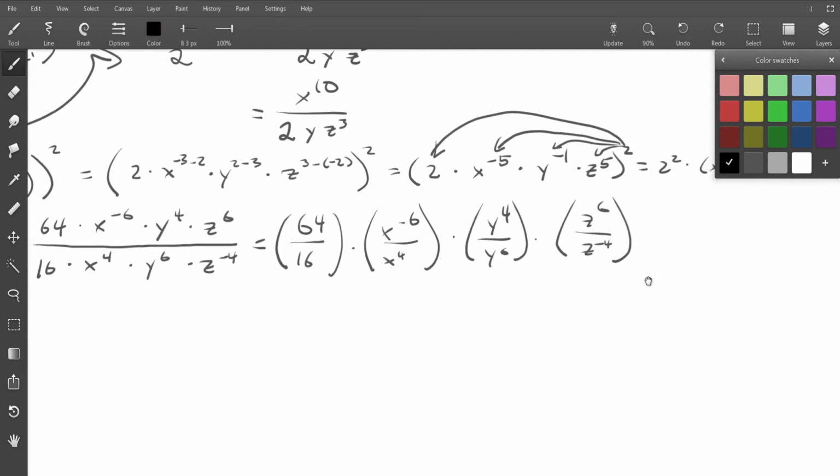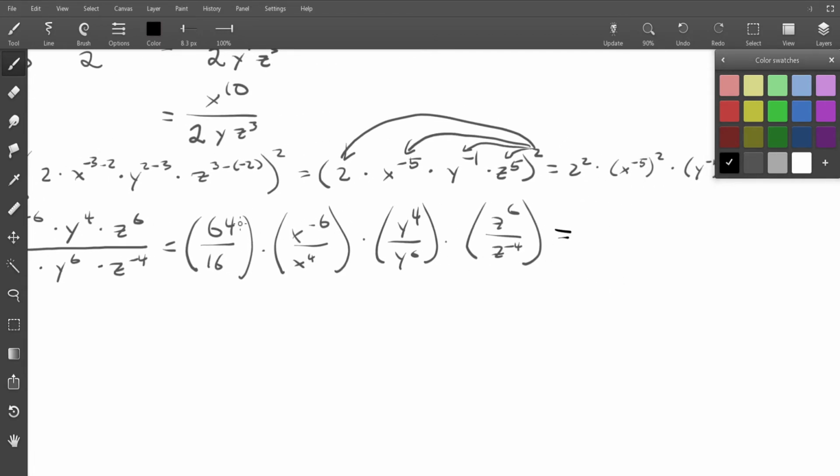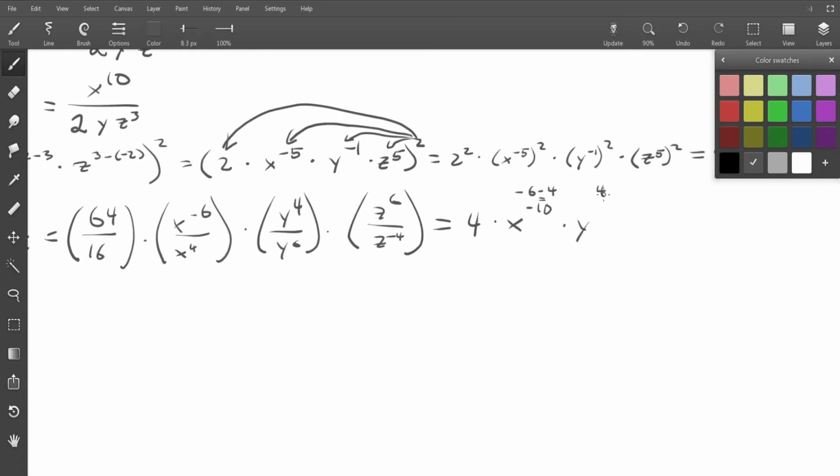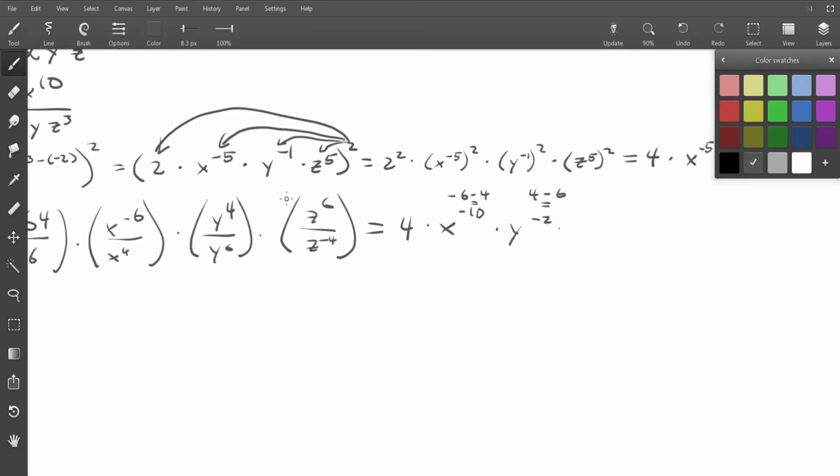Now we go ahead and simplify each of these individually. So we get, well, 64 over 16 is going to be 4. Then we can use the quotient rule again. So this will be x to the negative 6 minus 4, which is negative 10. Times y to the 4 minus 6, which is equal to negative 2. And then times z to the 6 minus negative 4, which is 6 plus 4, which is equal to 10. Oh, this would be a z here.